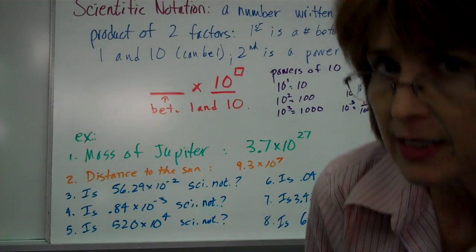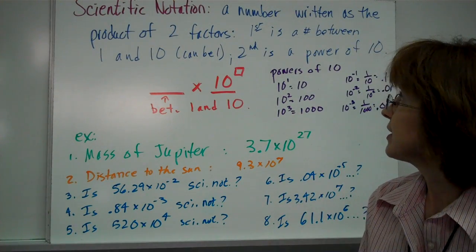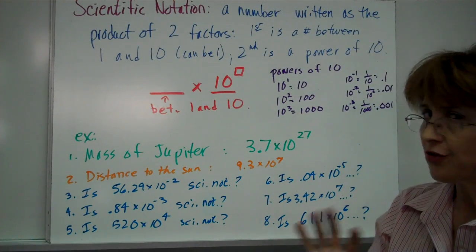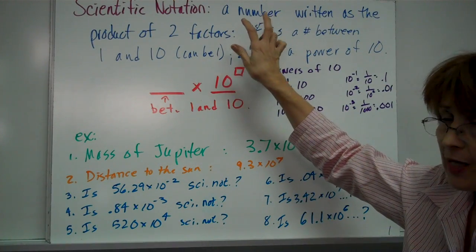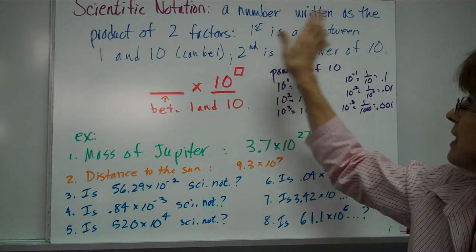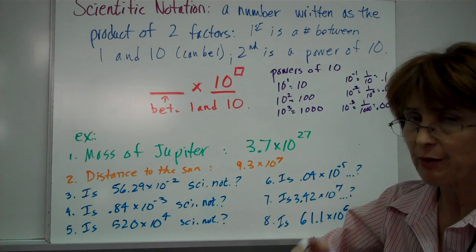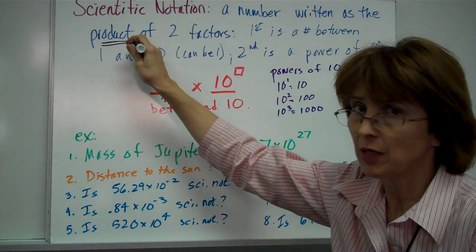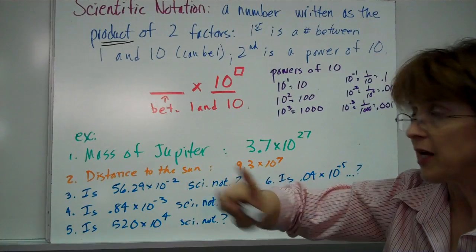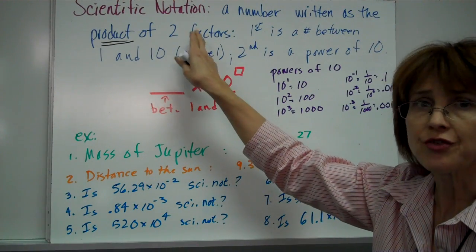So this is our first lesson in scientific notation. A scientific notation is basically, here's your definition, a number that's written in a special way. It's written as a product of two factors. Remember what product means. Product means to multiply. So you can have a multiplication sign in there. And it's of two factors or two numbers.